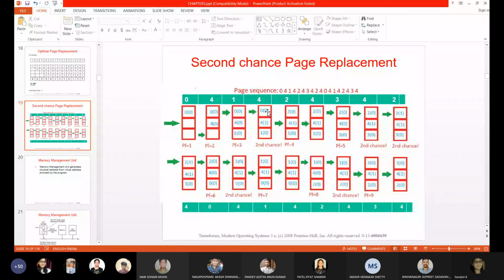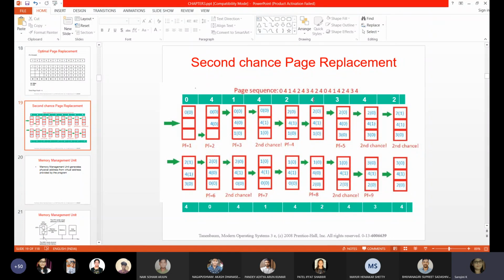Okay. So we removed this page, page zero, to keep page two. We kept page two with reference bit zero. You know, new page comes, reference bit should be zero. Okay. But where the pointer will go, pointer will be moved one step ahead. It came here. Now this is the status of the main memory.